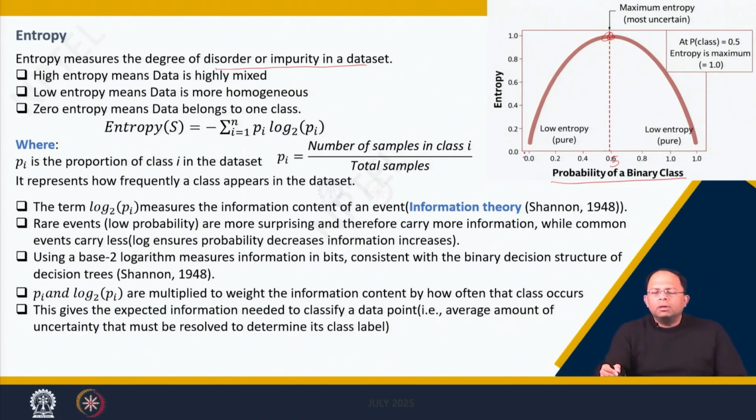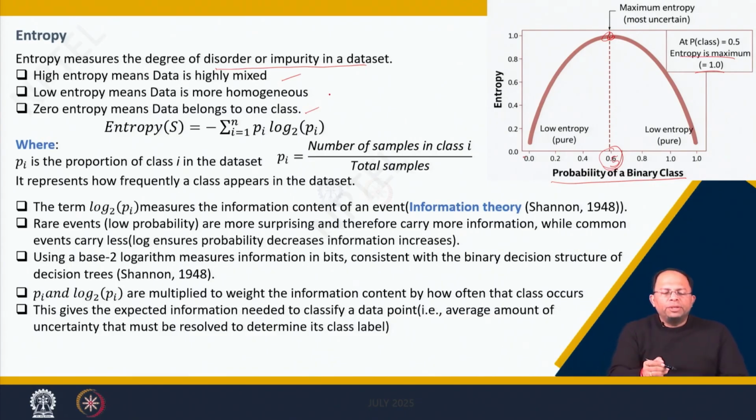If it is either towards 0 or 1, that is more yeses or more nos, in that case we can say that entropy is low. So entropy ranges from 0 to 1. Probability also ranges from 0 to 1. At the middle part, at 0.5 probability, we have the maximum entropy. So high entropy means data is highly mixed, low entropy means data is more homogeneous, and zero entropy means data belongs to only one class. That means we would be able to categorize that.